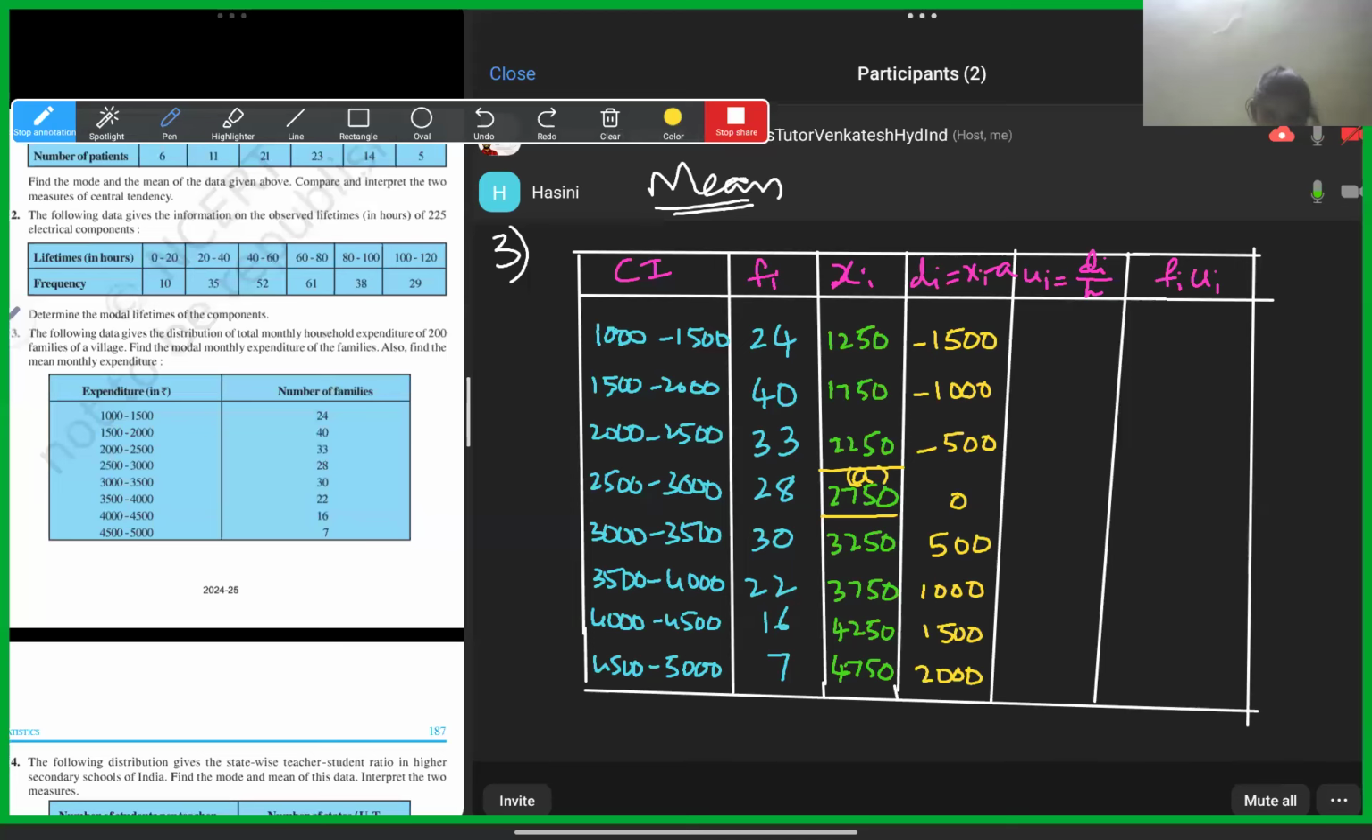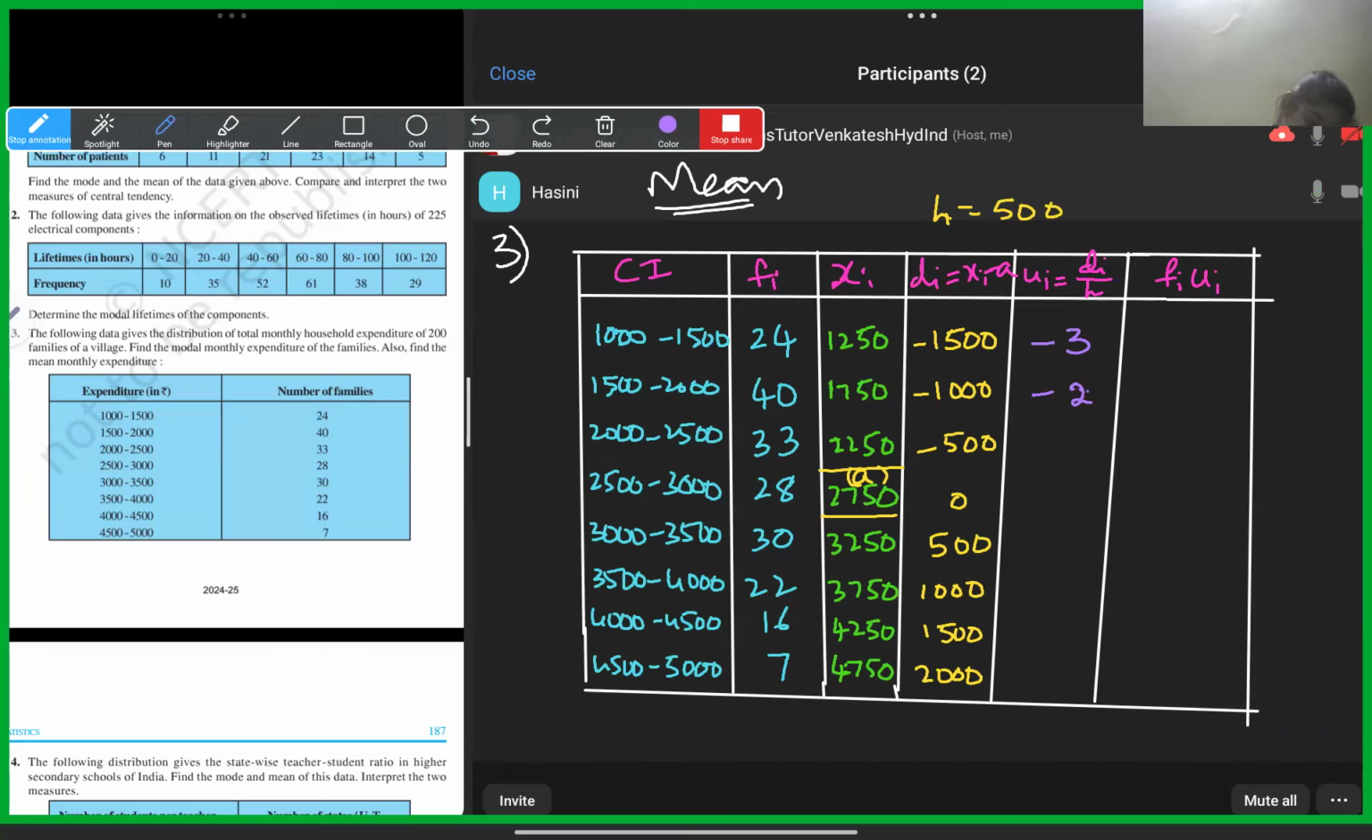Now you can see h is 500, the class size. So we will divide each di value by h, that is 500, to get the ui column. Minus 1500 by 500 is minus 3. Minus 1000 by 500 is minus 2.